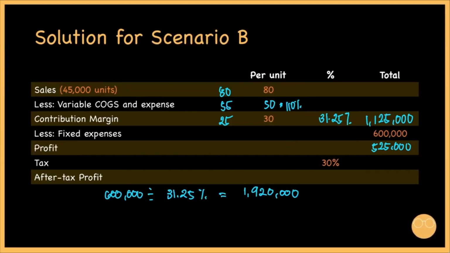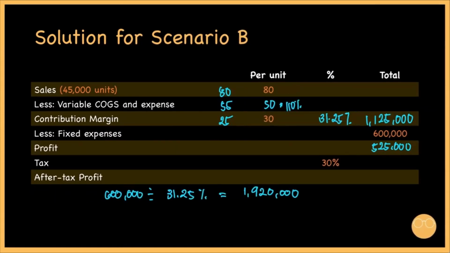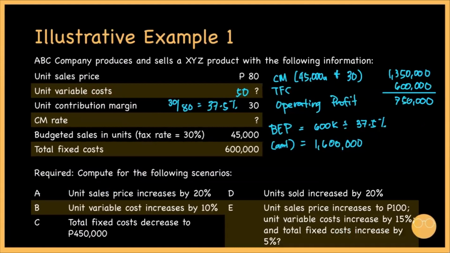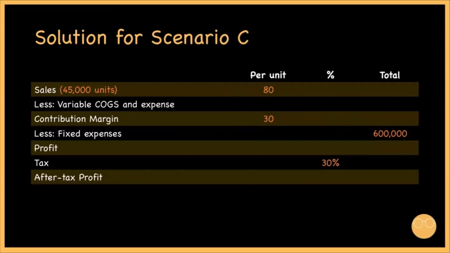Because of the increase in the unit variable cost, your operating profit will go down from our baseline of 750,000. Now it's only 525,000. Now let's compute for scenario C. The total fixed cost is going to decrease to 450,000. So meaning to say, it's no longer 600,000, but rather it is now 450,000. So everything else will be equal.